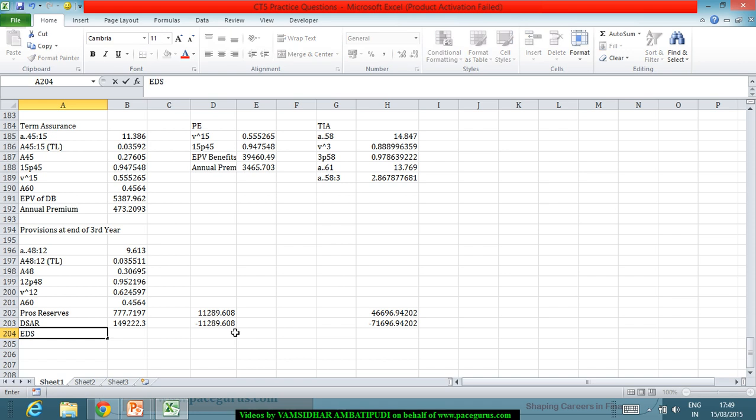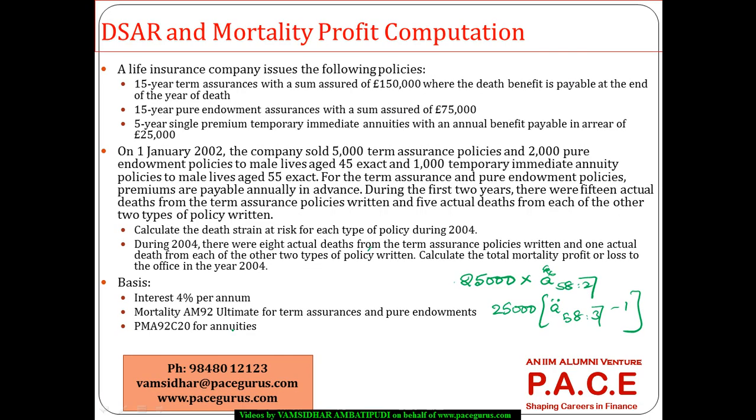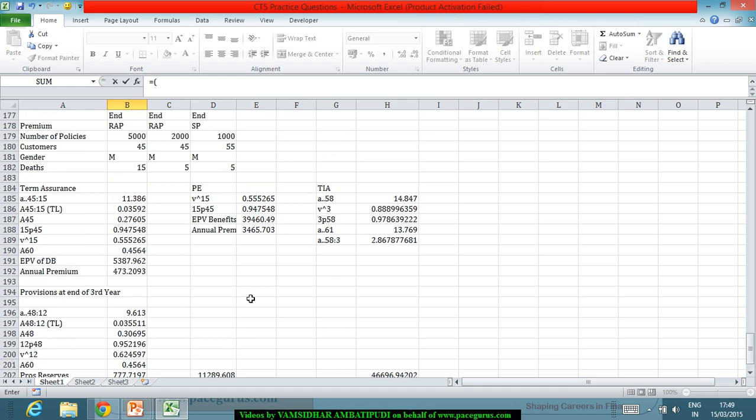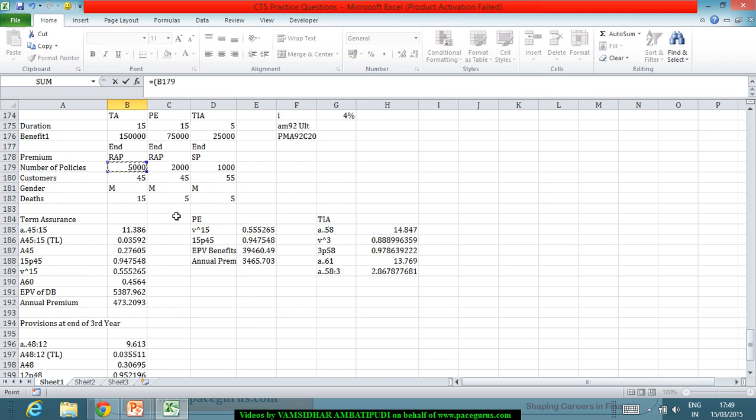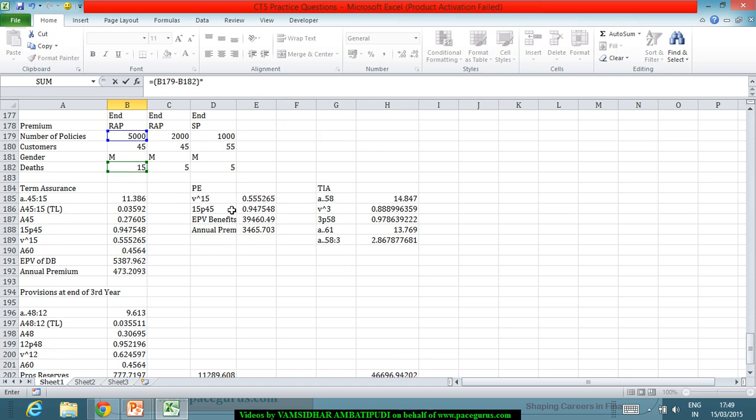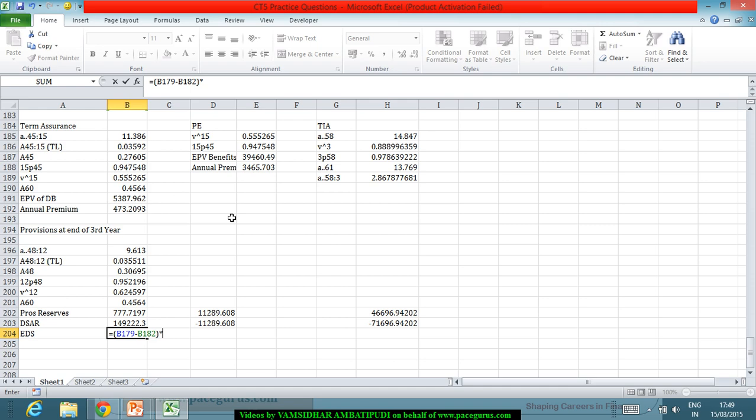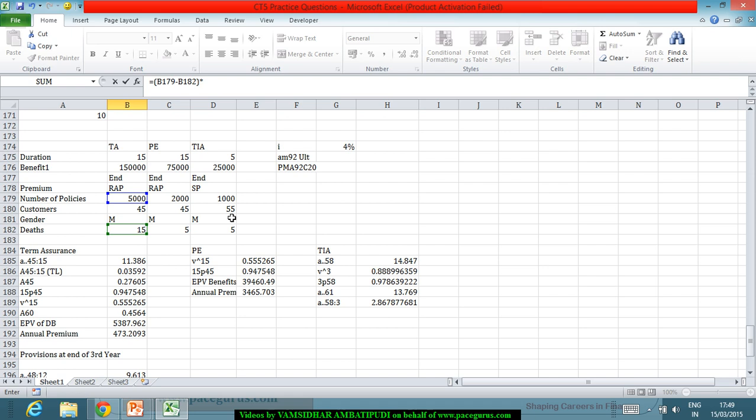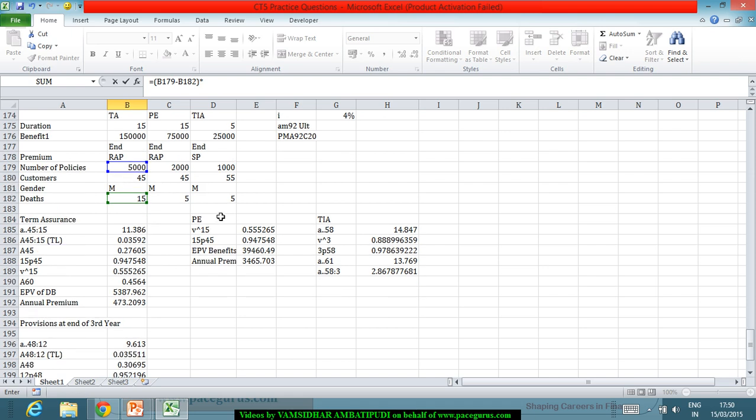So for each of the cases I'll try to find out the expected death strain at risk. For this particular year, there are already 15 lives that are dead, so the lives at the end of this year are only 5,000 minus 15. Out of these lives, I am looking at Q47, because these are issued for a 45-year-old person and 2 years are already gone. So I am looking at Q47.